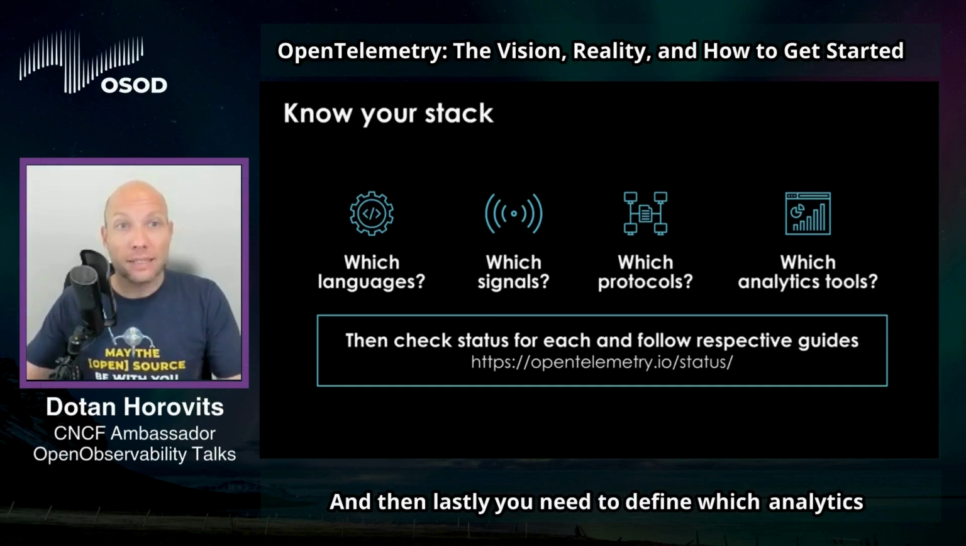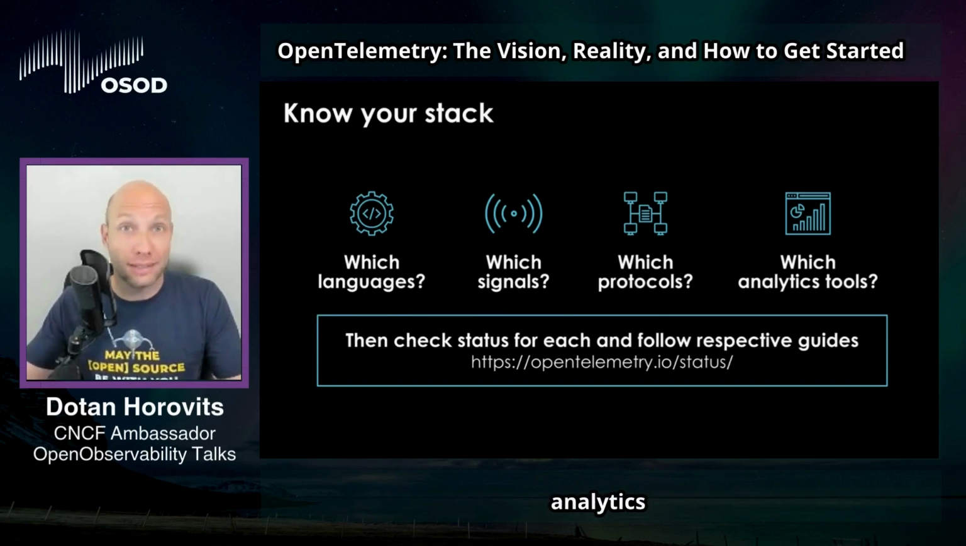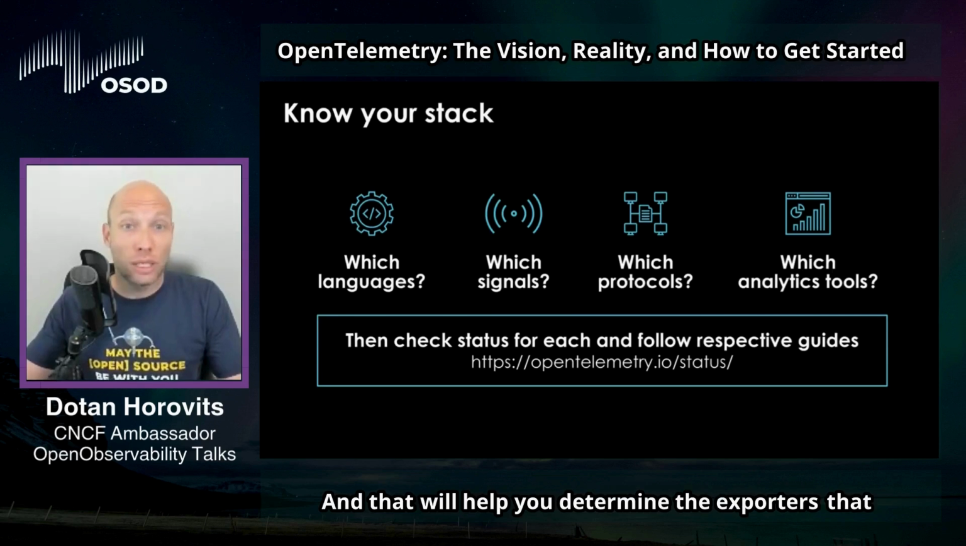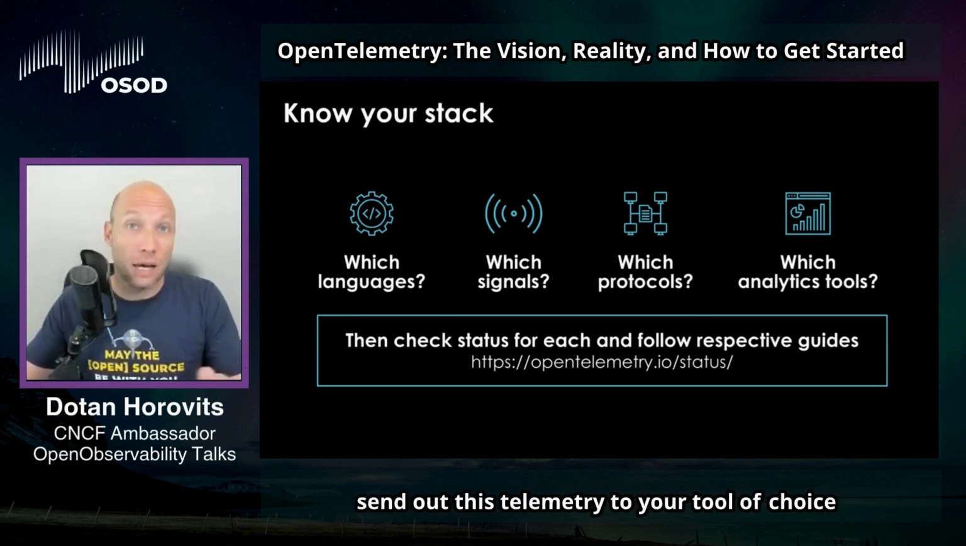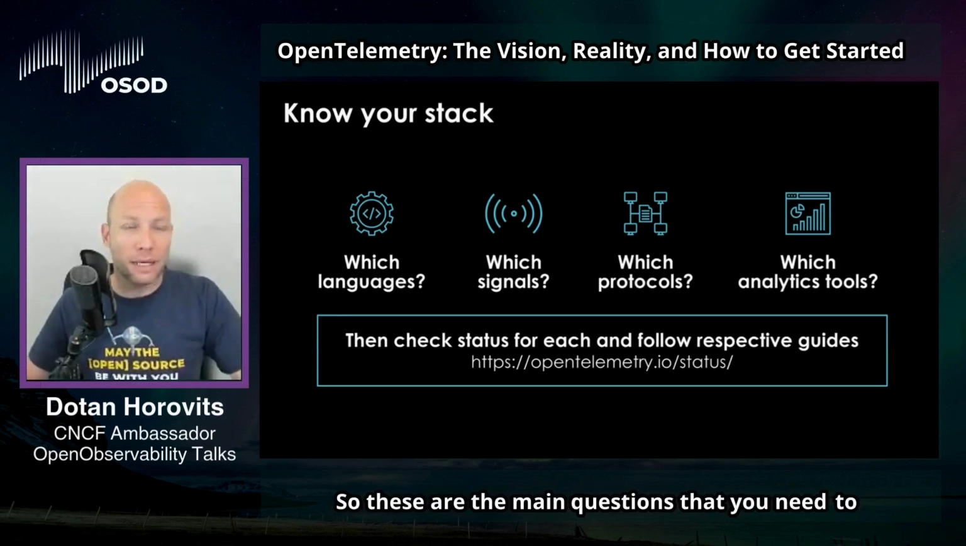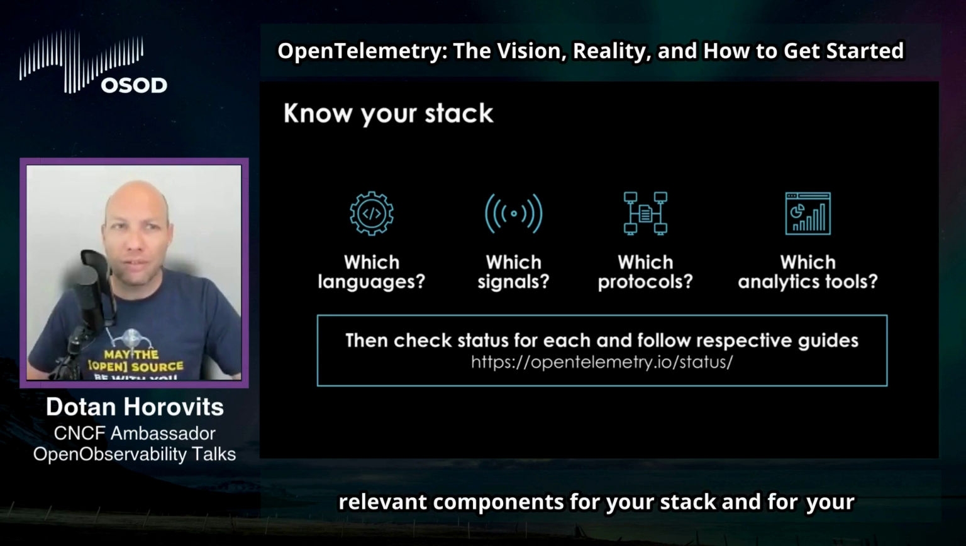And then lastly, you need to define which analytics tools you use for your backend observability analytics. That will help you determine the exporters that you need to use from the OpenTelemetry collector to send out this telemetry to your tool of choice. So these are the main questions that you need to ask to know your stack. And once you have that, then go and check out the relevant components for your stack and for your needs.